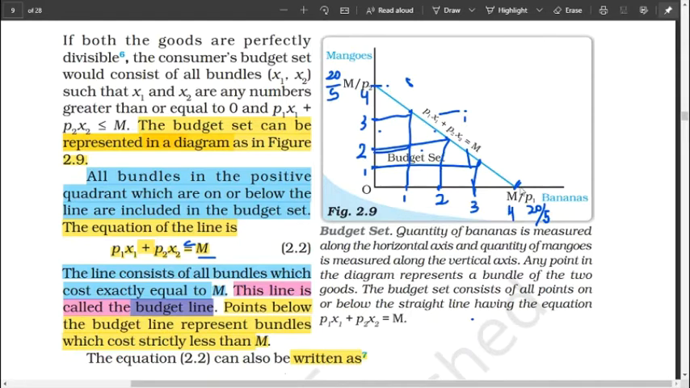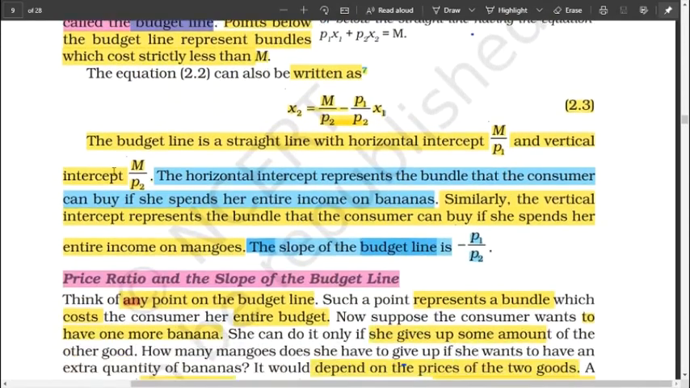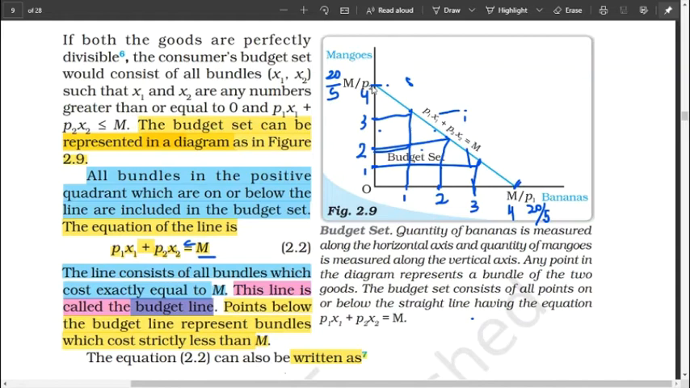So these are the two intercepts of the budget line. If you join these two intercepts, you get a straight line, which is called the budget line. The horizontal intercept, M by P1, represents the bundle that the consumer can buy if he spends his entire income on bananas. Similarly, the vertical intercept, M by P2, represents the bundle the consumer can buy if he spends all his income on mangoes. This is the vertical intercept here, and this is the horizontal intercept. It shows how much you would get if you spend all on one or all on the other, and 0 of the other respectively.